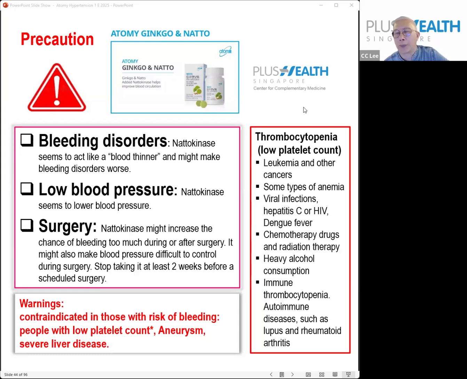Low platelet count can be caused by a lot of things like viral infections or dengue fever, or people on chemotherapy treatment, or people who suffer from heavy alcohol consumption, right? Or people who suffer from leukemia, right? Those are people who usually will have low platelet count, and low platelet count patients should not take ginkgo and natto, because it will increase your risk of bleeding.